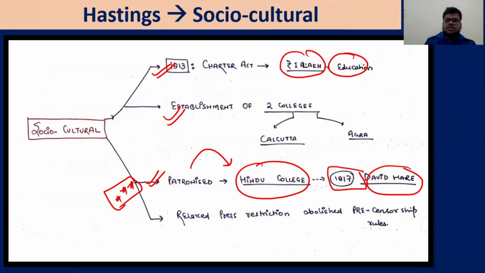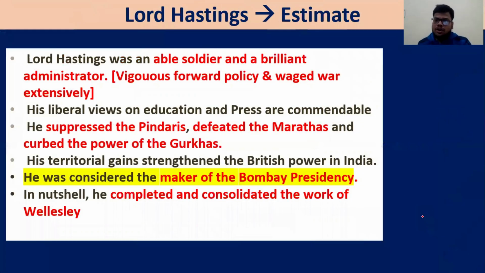Then he relaxed the press restrictions and abolished the pre-censorship rules, which came in 1799. So some pre-censorship rules had come on the press, and he was the one who relaxed these press restrictions. We will again discuss this under a separate heading. Okay? So these were the times of Lord Hastings.